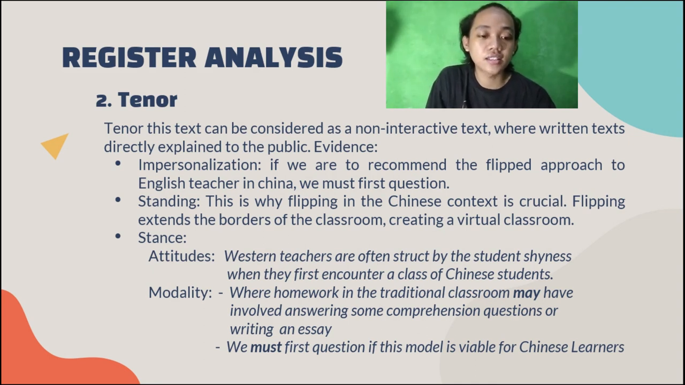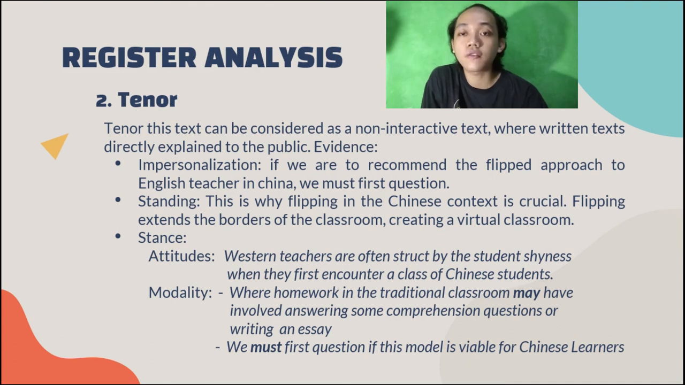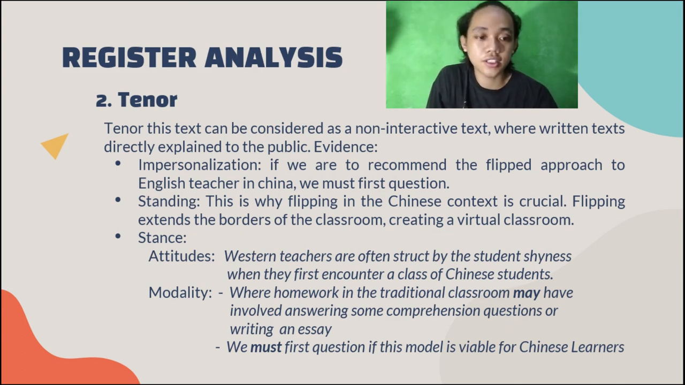And stance, for instance, there are two. The first one is attitude. Western teachers are often struck by the students' shyness when they first encounter a class of Chinese students. And in modality: where homework in the traditional classroom may have involved answering some comprehension questions or writing an essay. And the second modality: we must first question if this model is viable for Chinese learners.